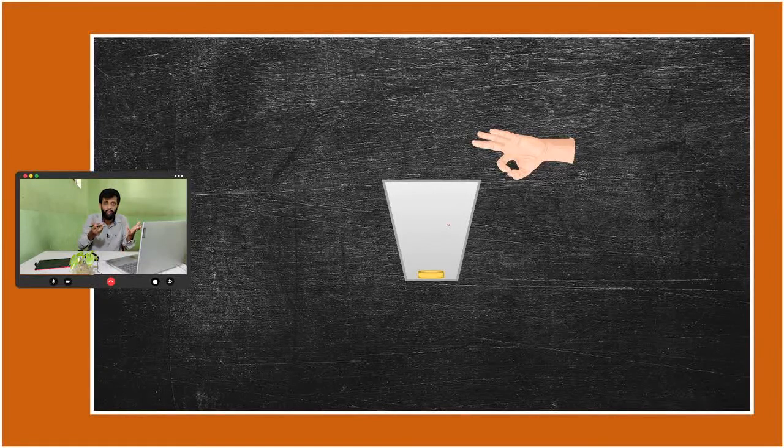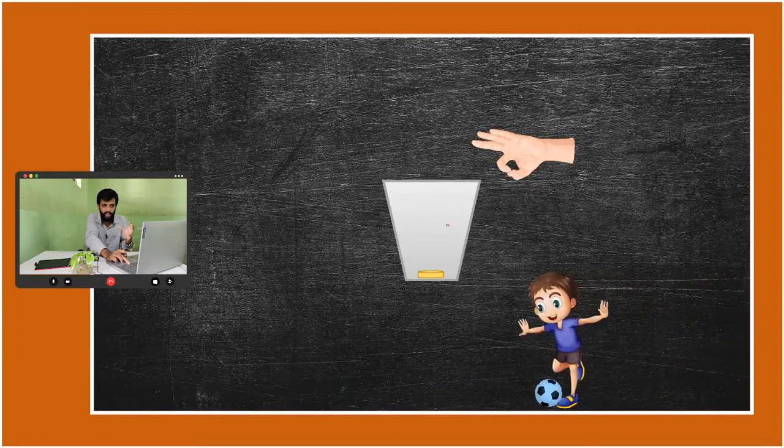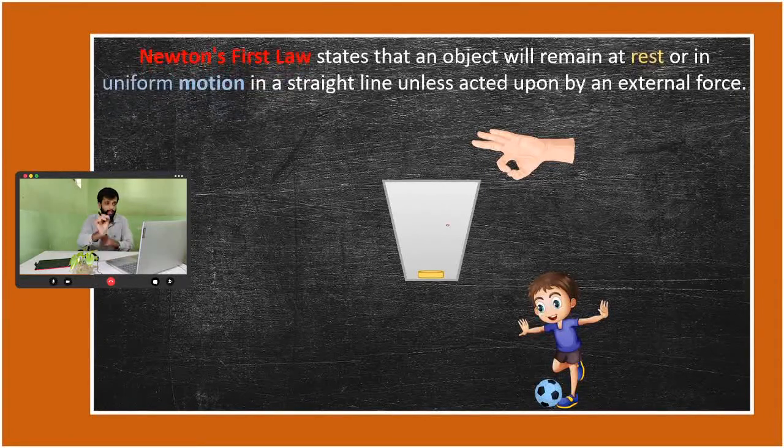Why did it fall? Okay, that's the question. Now, based on Newton's first law of motion, look at this. A ball was moving, and a boy comes in front of it and hits that ball. So, the ball stopped moving. So, what is the first law telling us?